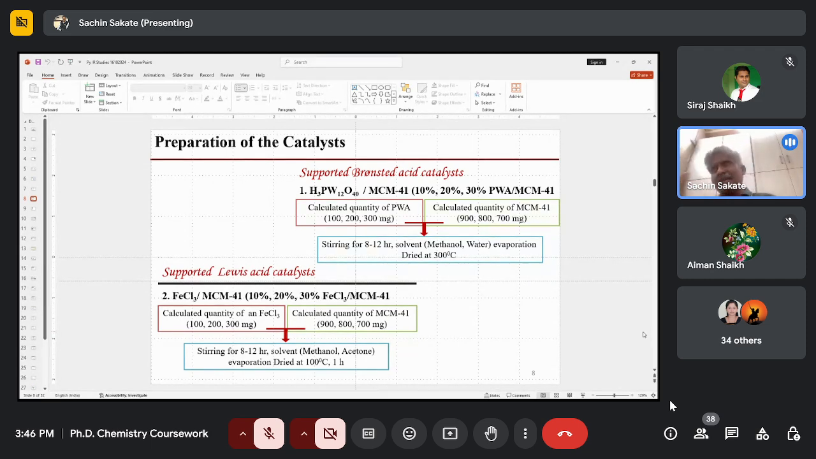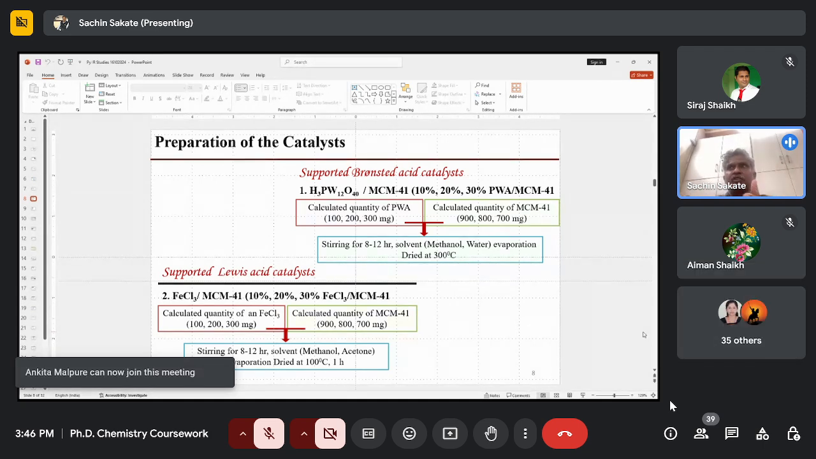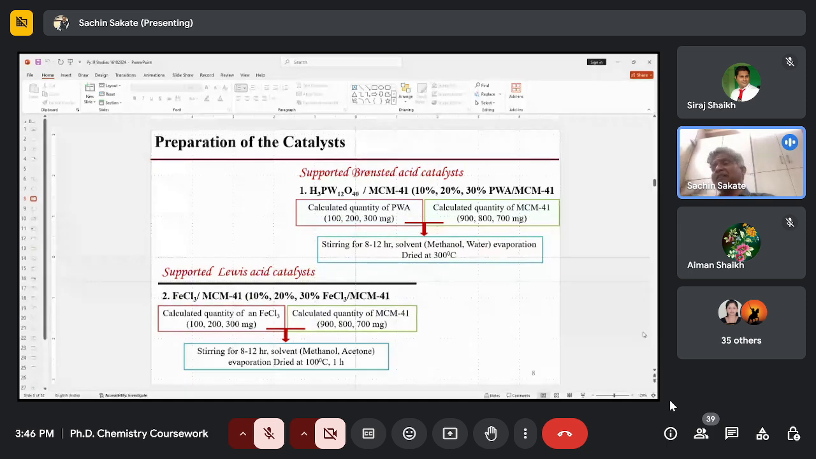This method looks very easy, but to prepare the MCM41 and the catalyst, it takes about a week for the complete procedure, because it is not only mixing the catalyst. Support preparation involves hydrothermal synthesis, then washing, then drying, and then final template removal, that is calcination, which is done at 500 to 600 degrees centigrade for about 24 hours. So these are the methods for the preparation of this catalyst.